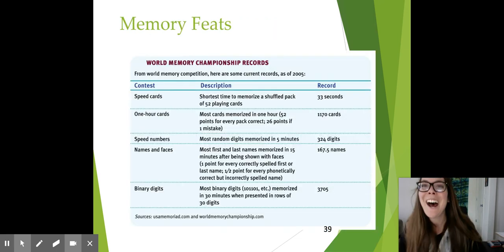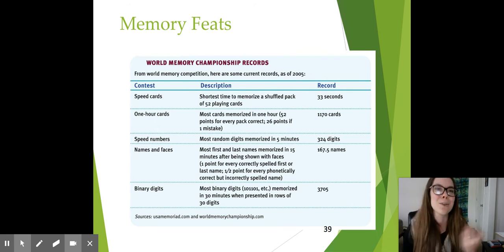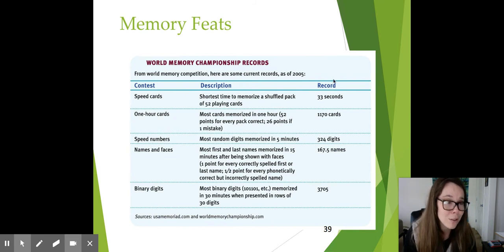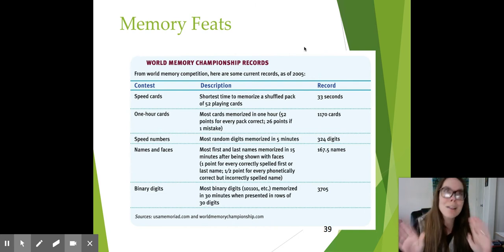And this is just some fun stats from your old textbook that I always use, but feel free to look at it. You don't have to write it down, just some world records of people being able to remember. And it blows my mind. Like, the shortest time to memorize a shuffled pack of 52 playing cards is 33 seconds for someone. It ain't me, my people. I need more time than that. So anyway, these are some awesome superstars.